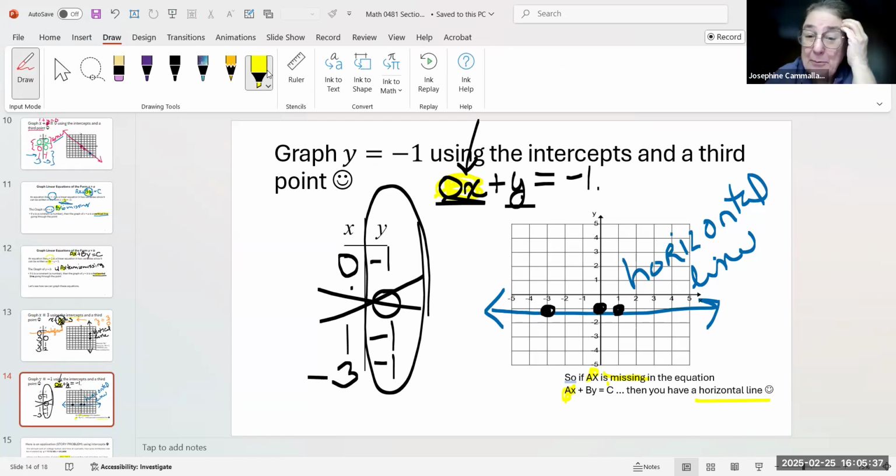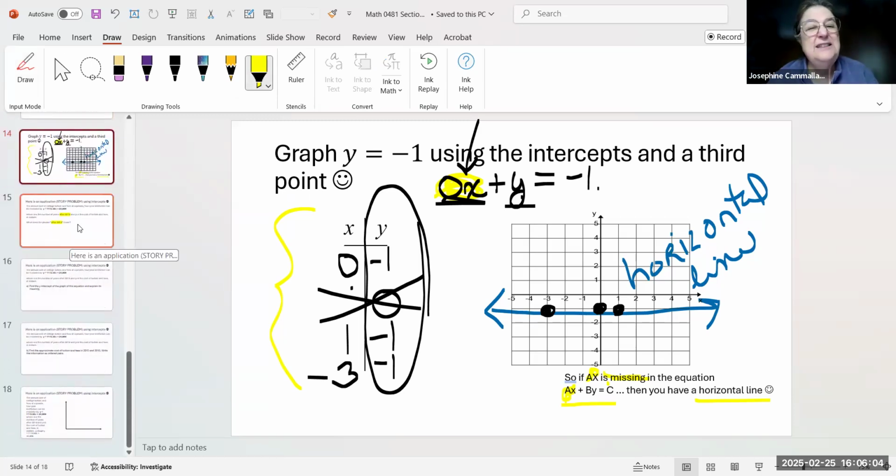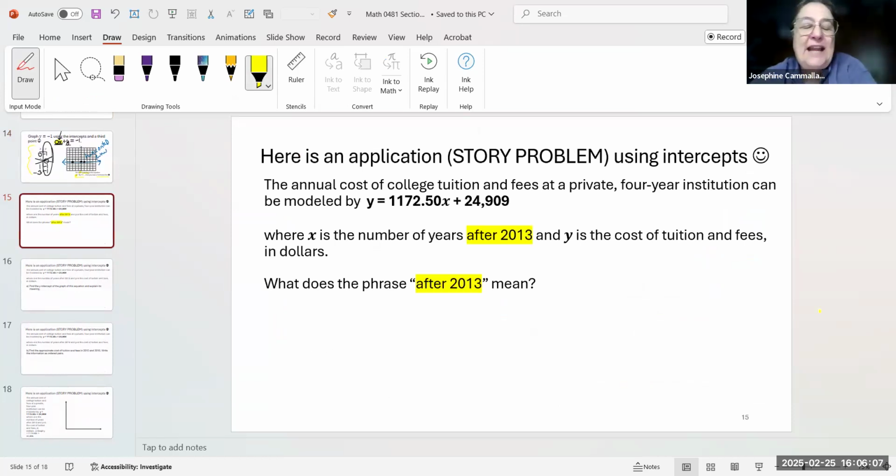Now, some people like to memorize these two concepts. Some people, just like I do, we can figure it out if we had to. But we've got to remember the form AX plus BY is equal to C. Now, one more slide. Okay. Now, this is a story problem you're going to see over and over again, and you are going to have to understand what this means.